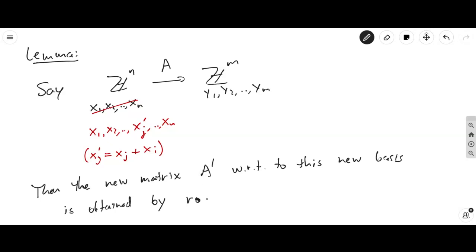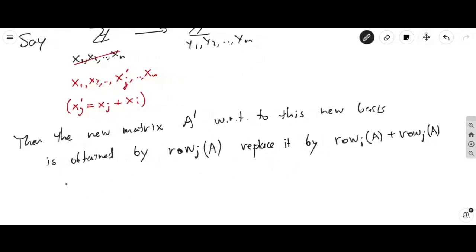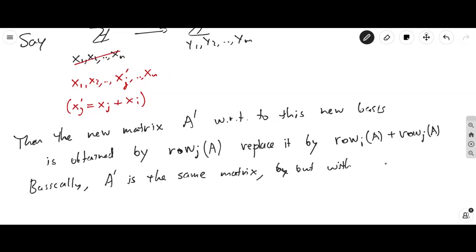You're going to take the jth row of A, and you're going to replace it by, you're going to take the ith row of A, and you're going to add it into the jth row of A. So basically, A prime is the same matrix, but with its jth row replaced.